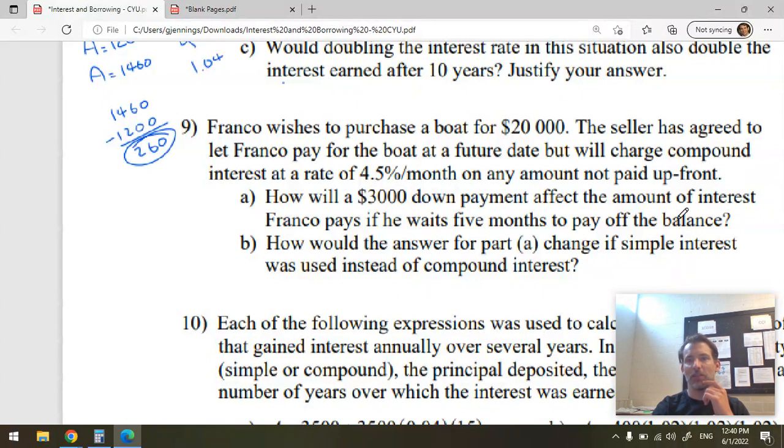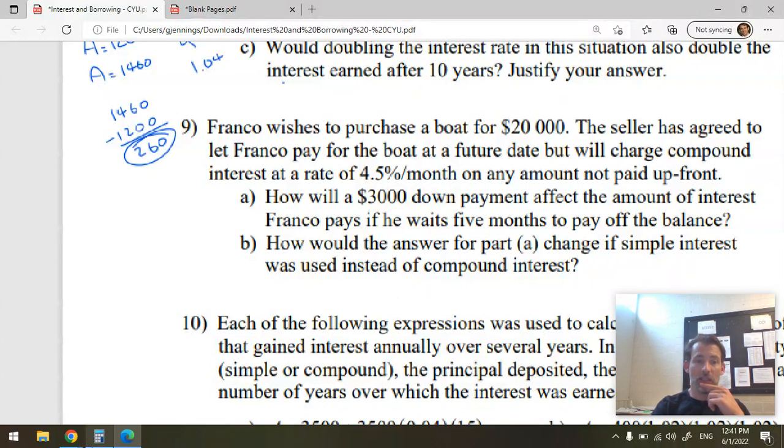How will a $3,000 down payment affect the amount of interest Franco pays? It will lower it because he's paying off some of this ahead of time. So he'll pay less interest overall. Okay. How would the answer from part A change if simple interest was used instead of compound interest? Well, it's still going to be less interest if it was simple interest, but this is compound interest. I don't know what to say.